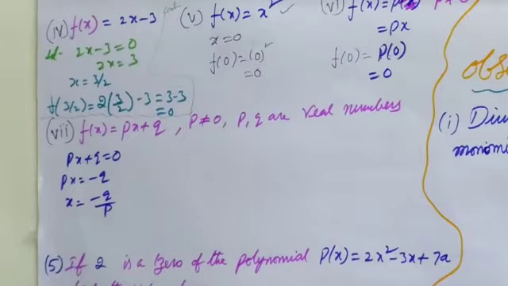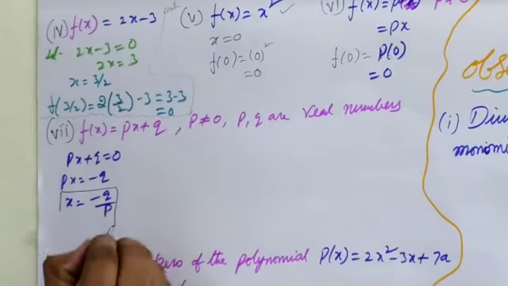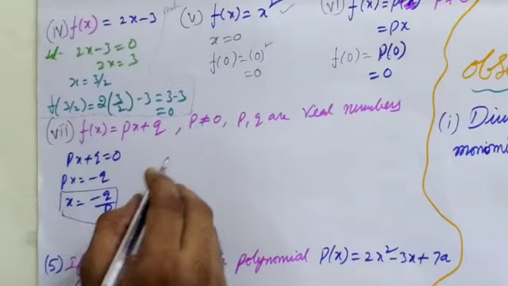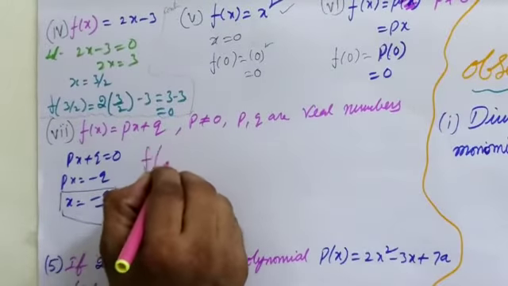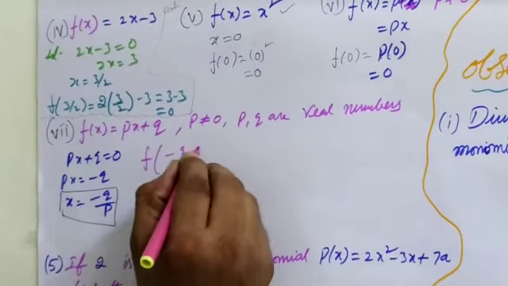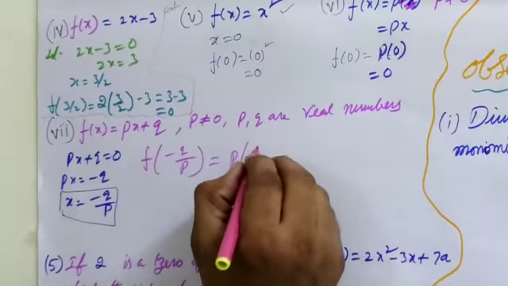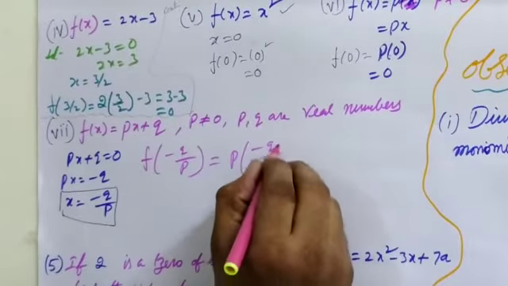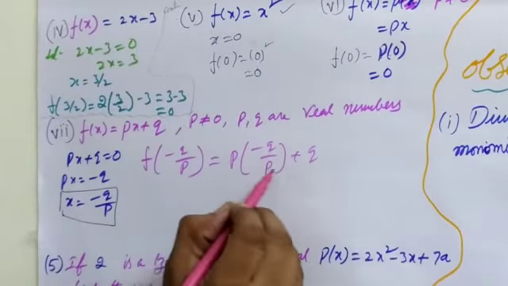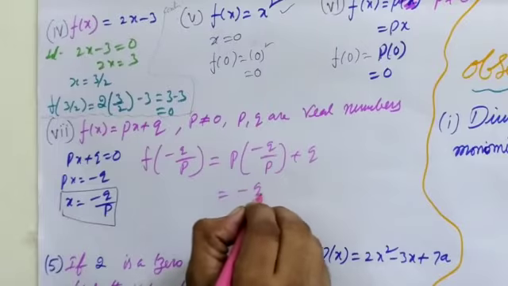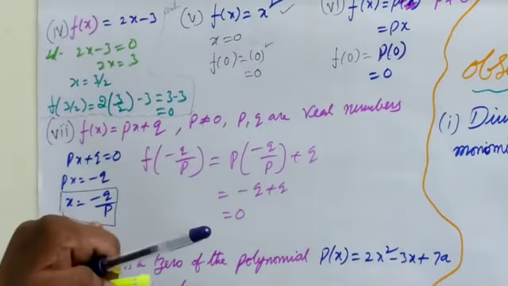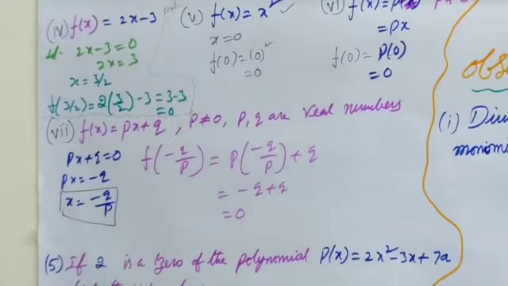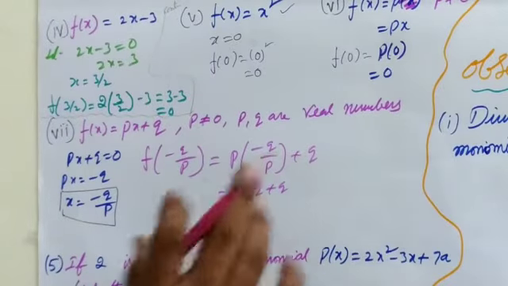Now substituting the x value in the polynomial, f of minus q divided by p is equal to p into minus q divided by p plus q. p gets cancelled. What is remaining? Minus q plus q, that means 0. Now minus q by p is the zero of the polynomial px plus q.